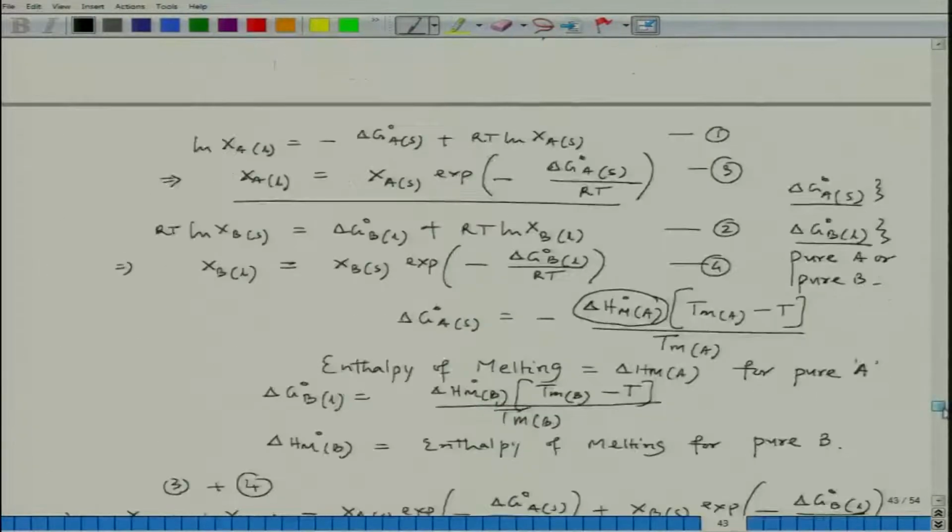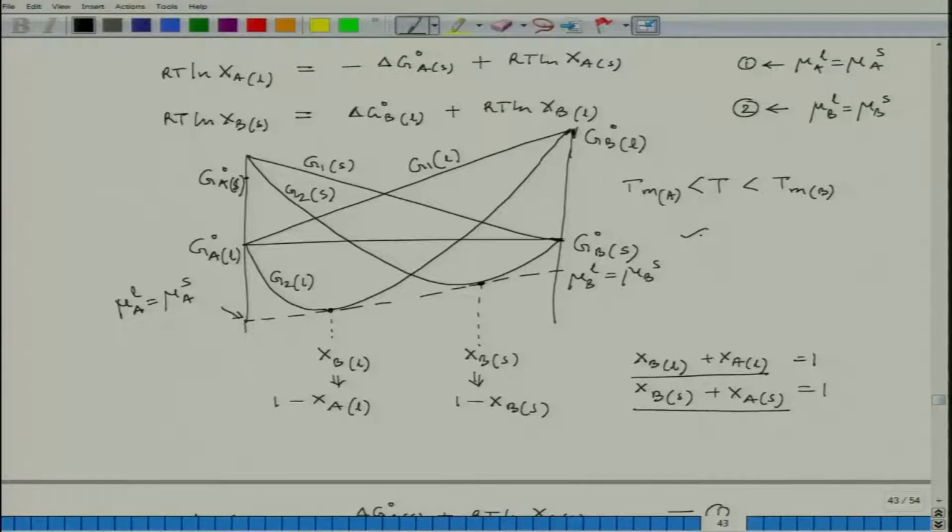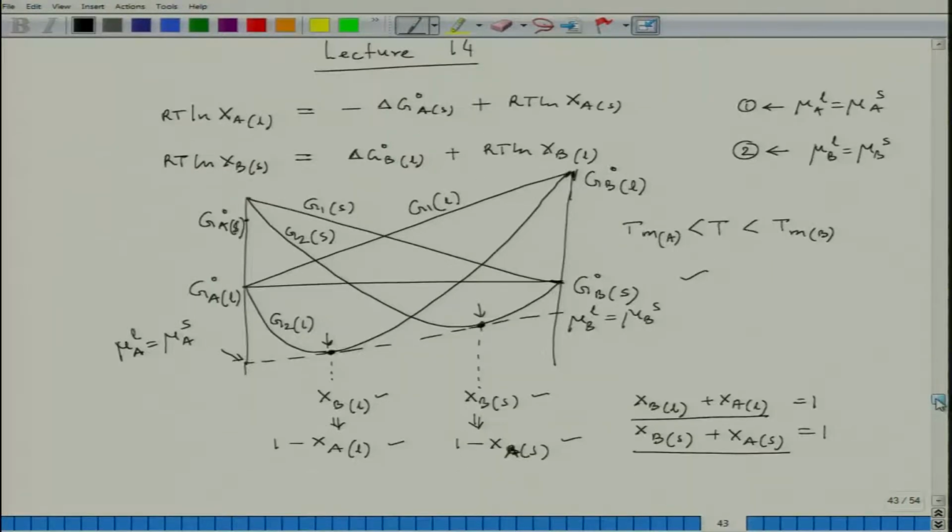Now if we go back to this particular plot, these 2 points, we have solved the composition of these 2 points. The composition of the point on the liquid G2 line and the point on the solid G2 line can be denoted either by xbl or xbs, or as xal or xas. So we have solved these particular compositions.